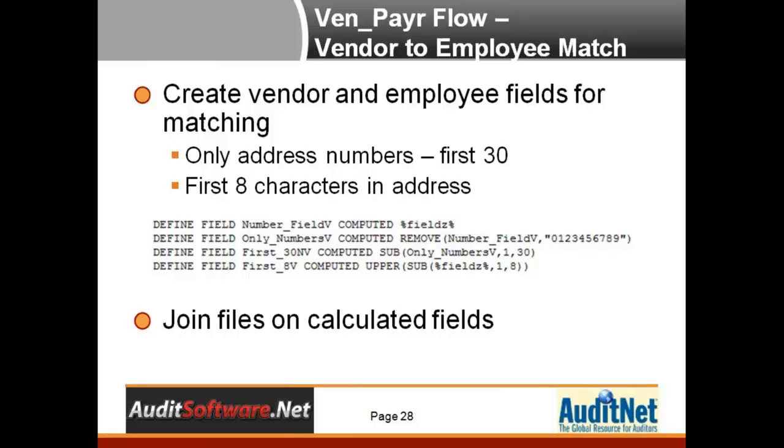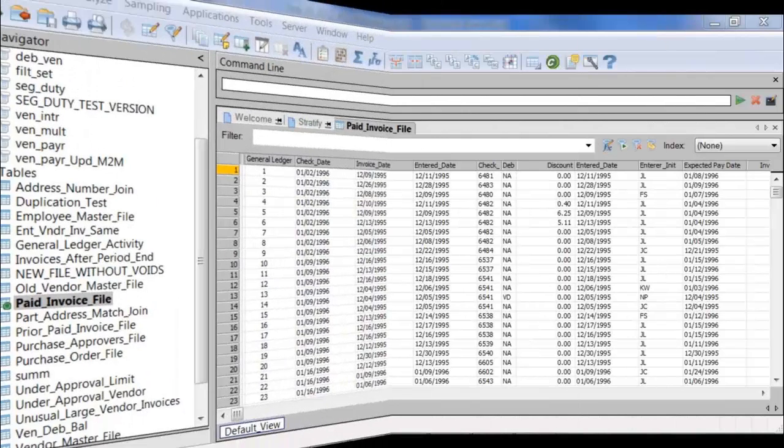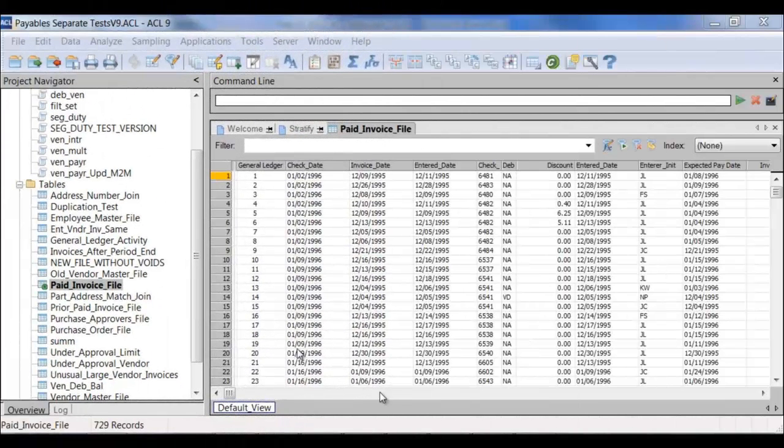And then we're going to do that join on the vendor to employee file, but in 2 different ways. I want to show the differential of doing it in a normal joined fashion and then in a many-to-many fashion.